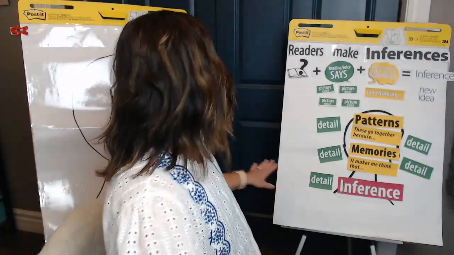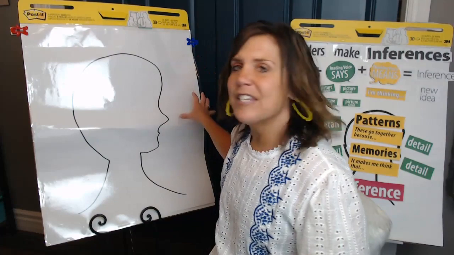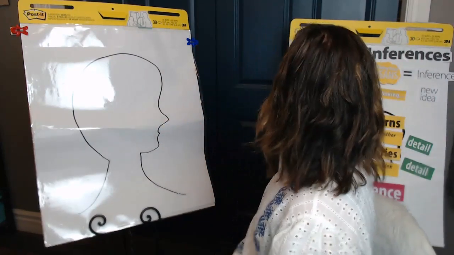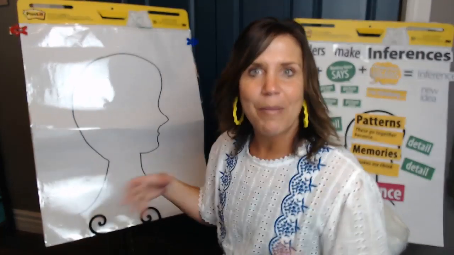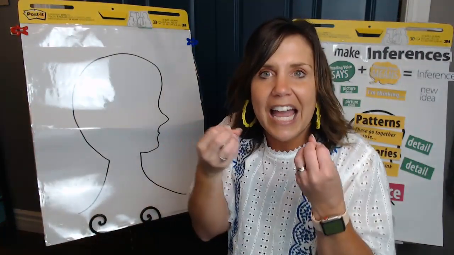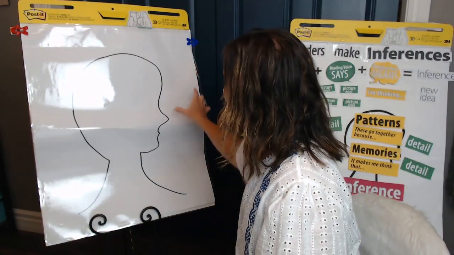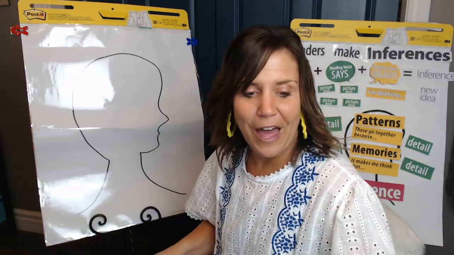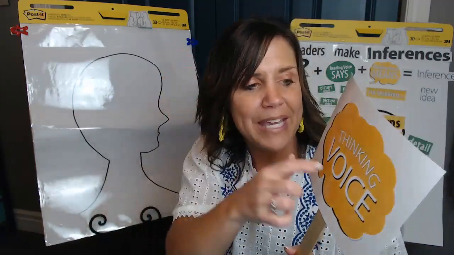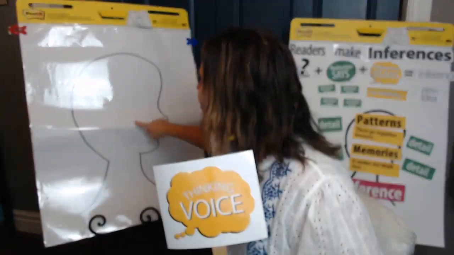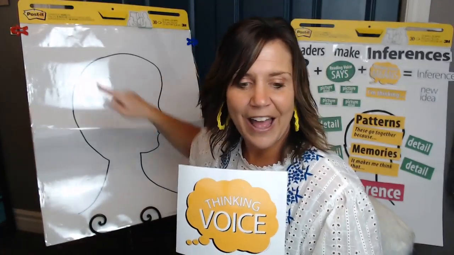Okay, so now let's start to put our reading voice details on our chart. And I love how it's a big head, because the details that we collect, the details that our reading voice says, are going to go on the outside of the head because it's what we see. But that thinking voice that's taking all of those clues and starting to think about what it all means, those are going to be on yellow sticky notes, and those are going to go on the inside of the head.